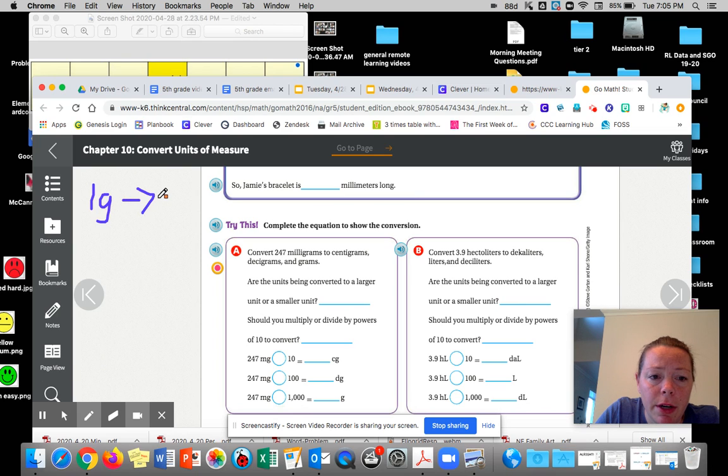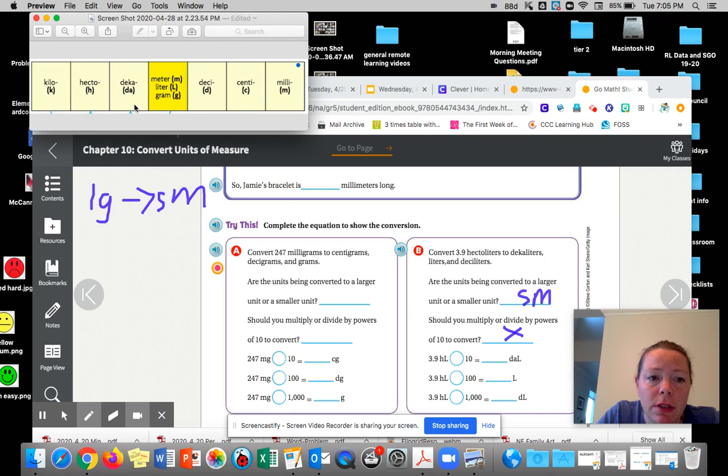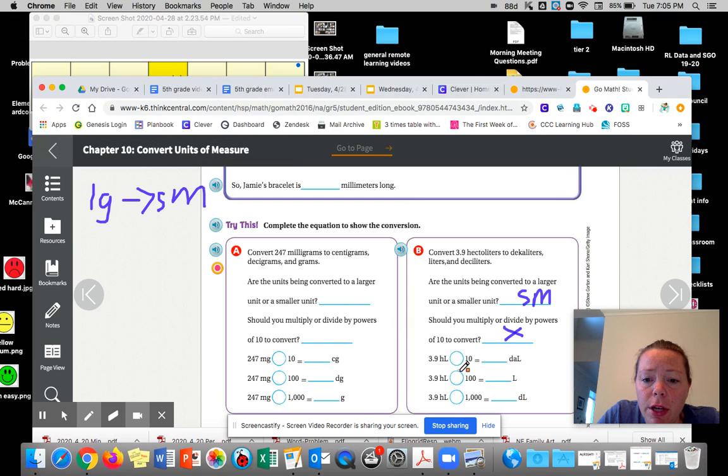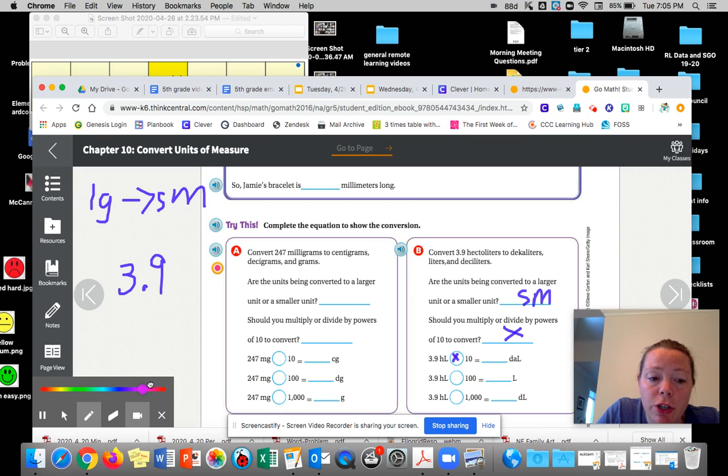So therefore, I'm going to do what? Multiply, right? If I want to go from hectoliters to decaliters, I'm going 1 power of 10 smaller. So I'm going to multiply by 10. Remember, when I'm multiplying by 10, my number is getting larger. So I'm going to move my decimal point, in this case, 1 place to the right. So 3 and 9/10 hectoliters is equal to 39 decaliters.